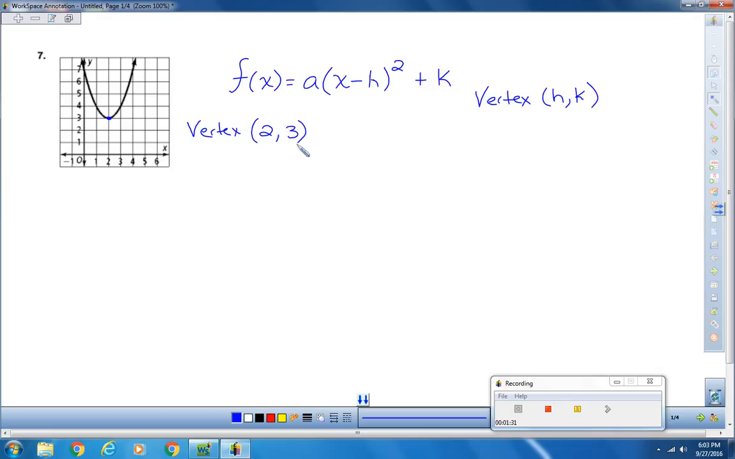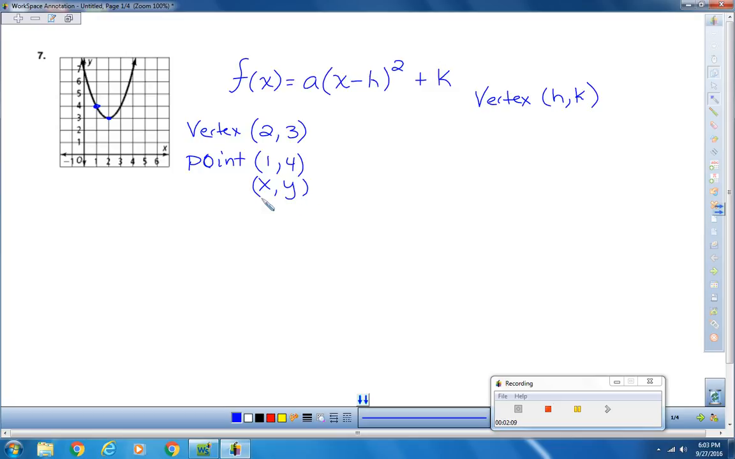I see a couple of different places I can find another point on this graph. I could use the point 1, 4. I could use the point 0, 7. I could use the point 3, 4. Or I could use the point 4, 7. I think I'm going to go ahead and use the point 1, 4. And that point's important because I can use this as my x and y coordinates.